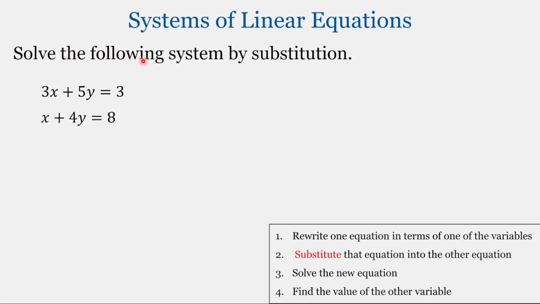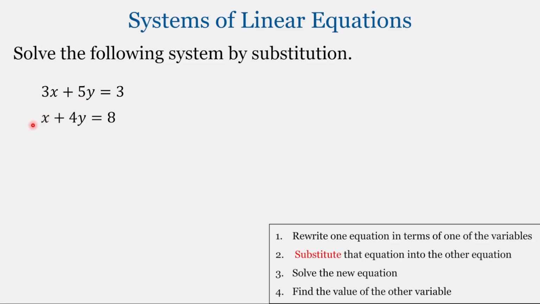So here we're asked to solve the following system by substitution. And we have a system of two linear equations. And in this case, our equations are not in slope-intercept form. They're in standard form. So neither of these equations is written in terms of one of the variables. We can pick either variable in either equation and solve for that variable. If we solve for a variable, it'll be all by itself on one side and everything else will be on the other side. You can choose either x or y in either equation.